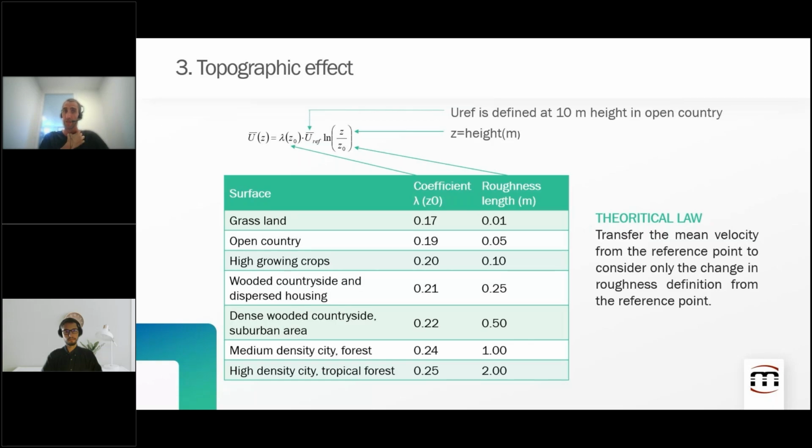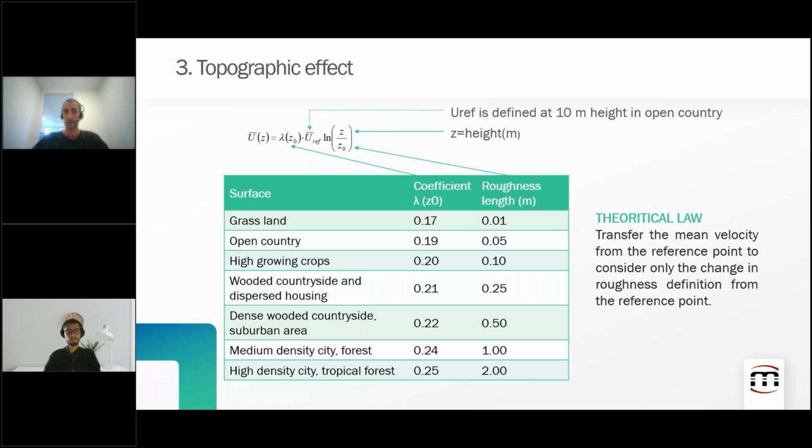In Europe, we express it as a logarithm. I know in other countries it's a different rule, but in the end it's almost the same. It depends on the coefficient behind. The idea is that the wind speed is expressed by a coefficient lambda depending on the roughness of your site or your land occupation, depending on Z0, which is the roughness length.